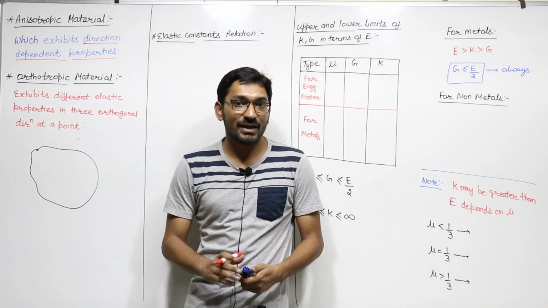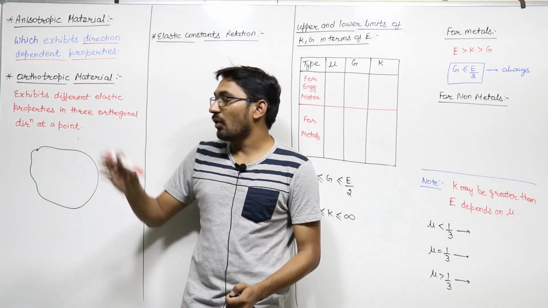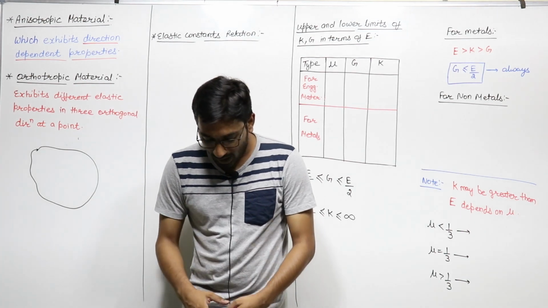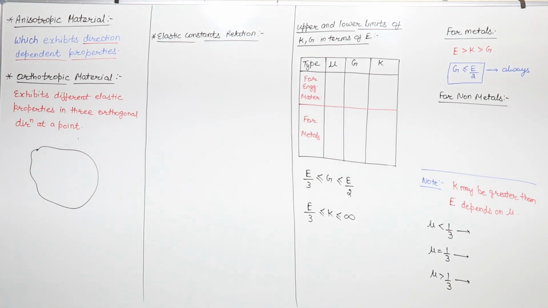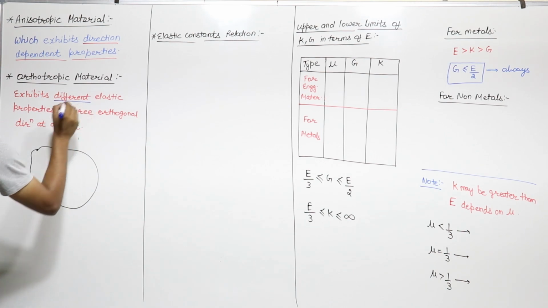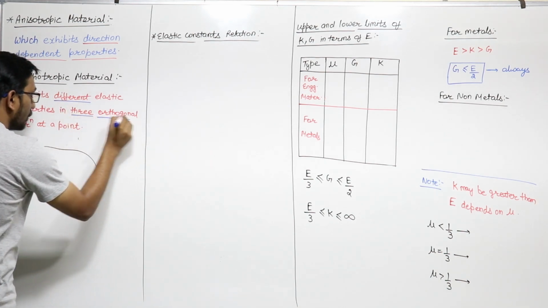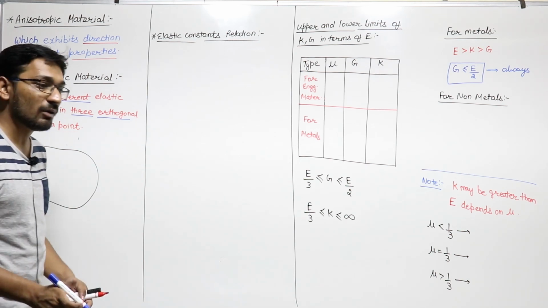So that is the anisotropic material. Now next is your orthotropic material. A material is said to be orthotropic if it exhibits different elastic properties in 3 orthogonal directions at a point. Orthogonal means perpendicular directions.